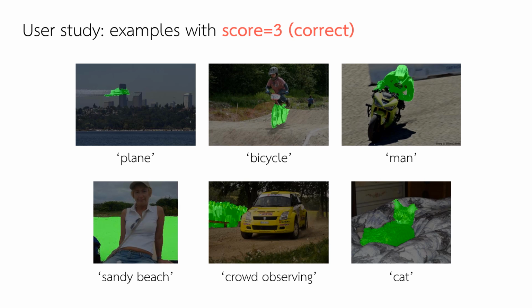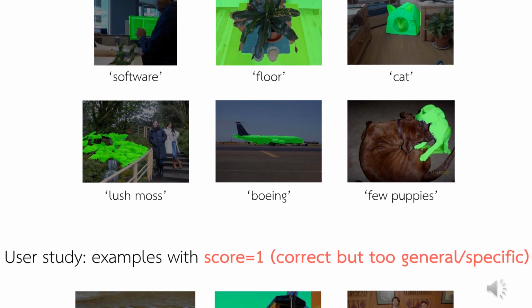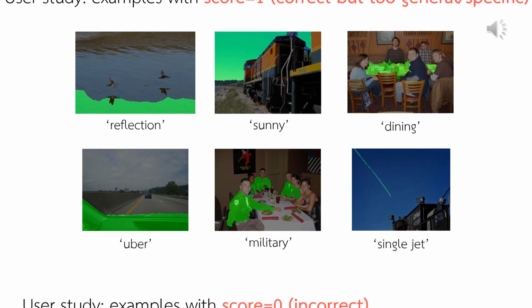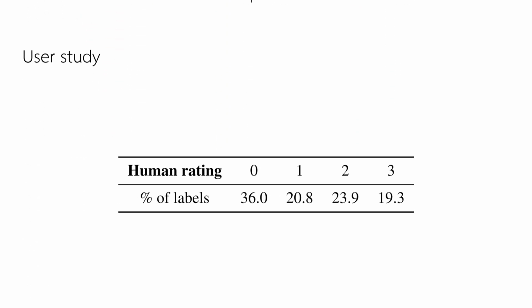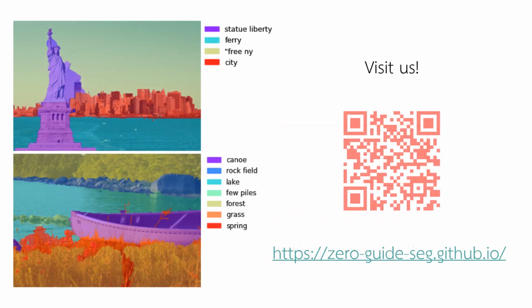Our score 3 labels accurately represent their segments, and they can be descriptive, such as sandy beach and crowd observing, unlike traditional labels. Score 2 labels are partially correct. They may fail to describe the whole segment. Score 1 labels are somewhat related to their segments. 0 rated labels are incorrect. From all rated labels, 64% of them are deemed at least partially correct by evaluators. For more details, results, and experiments, visit our site.